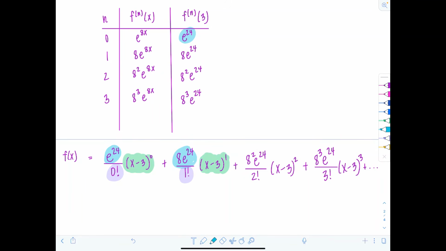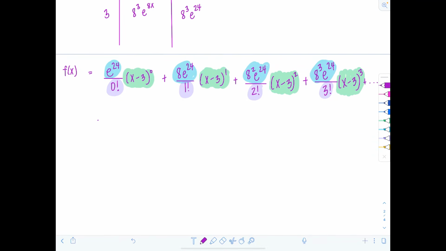Okay, let me highlight all of the portions of the coefficient that came from the table. Here's the n factorial that you always have. And then here's x minus a to the n. Love it. All right, so let's write this in sigma notation. Looks like it makes sense to start at 0 all the way to infinity. Now let's see, what pattern is going on with the blue portion, the nth derivative at a? I've got e to the 24th in every single term. That's not changing, that's just constant. Let me highlight it in a different color.